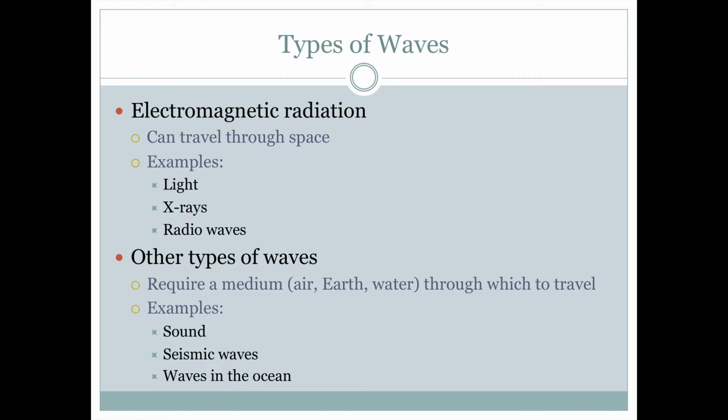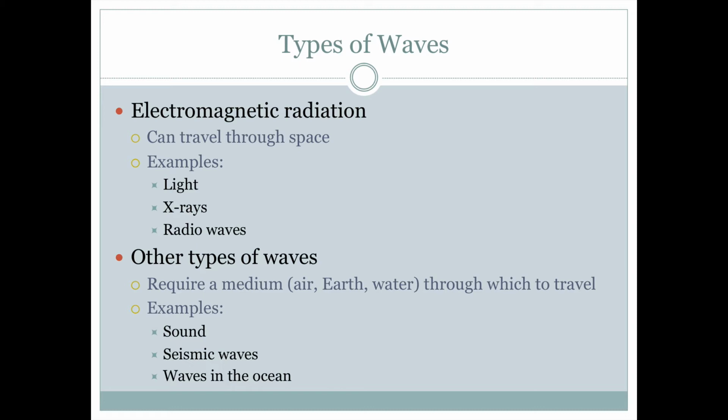Some examples of that would be visible light, like the light that we see from the sun. X-rays can also travel through space, and radio and TV waves can travel through space. So radio and TV broadcasts that we're putting out now are currently traveling through space through our solar system.